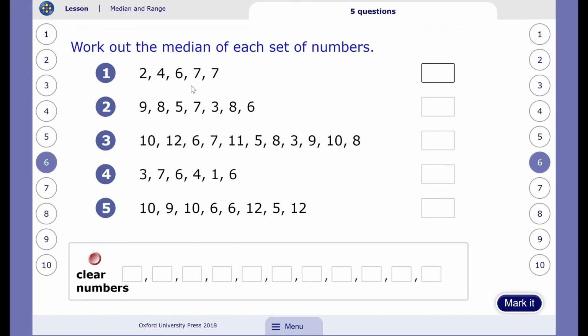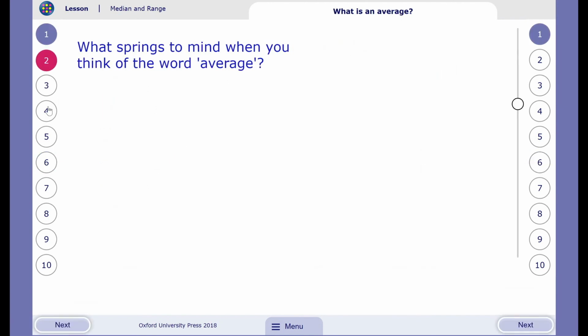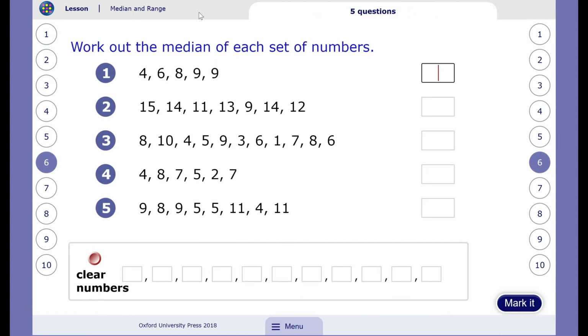Okay, remember these lessons are interactive. They have worksheets like this on. You can start on one. We can work through them as needed. And these worksheets here are just extra support, and you click mark it, and it'll mark it there for you. You'll have immediate feedback, which is really good.